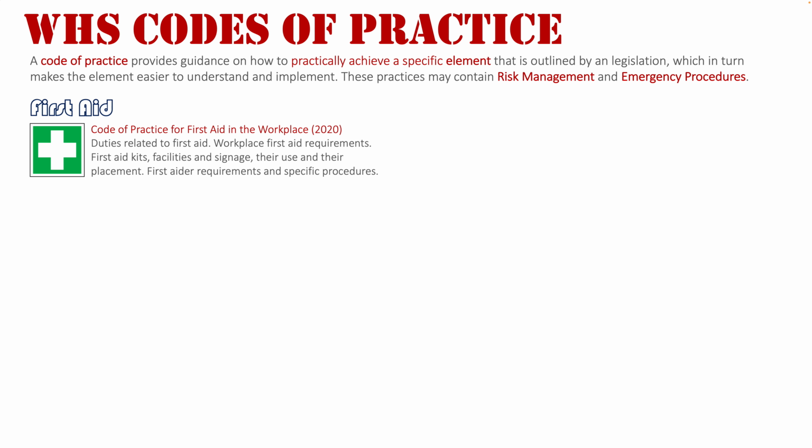And the specific code of practice here is the code of practice for first aid in the workplace, which has been redesigned in 2020. So it relates to duties related to first aid, workplace first aid requirements. So what do workplaces specifically have to do in order to be compliant with first aid? It goes over first aid kits, facilities, and signage, and their use and their placement within the workplace so that people know how to identify and find where these things are when an emergency does occur.